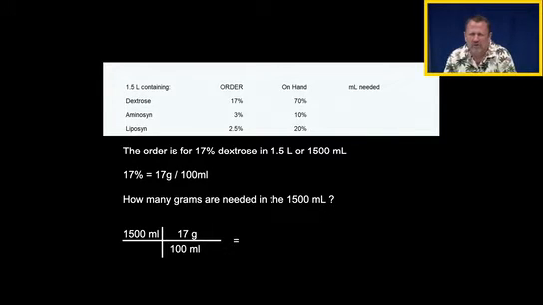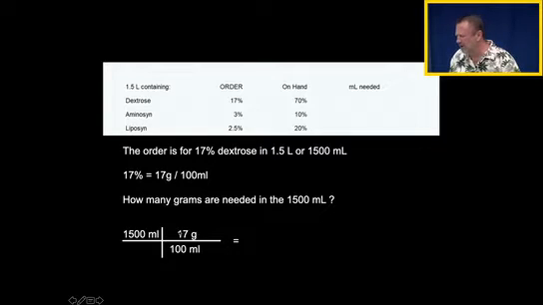All right, so the order is for 17% dextrose in 1,500 milliliters, which is the same thing as 1,500 cc's, all right? And so that means in the final solution, there's 17 grams for every 100 milliliters of solution. So this bag of 1.5 liters needs to have 17 grams for every 100 milliliters. So the first step is to figure out, well, how many grams of dextrose need to go in this 1,500 milliliter bag.